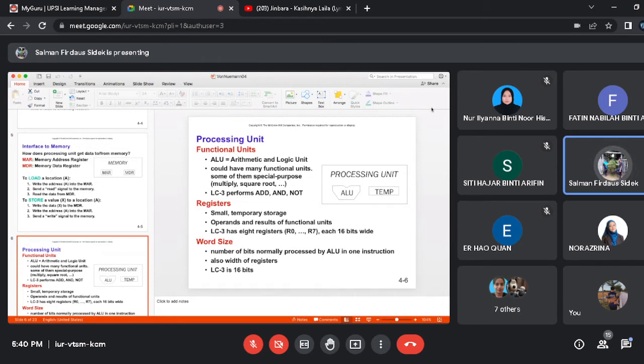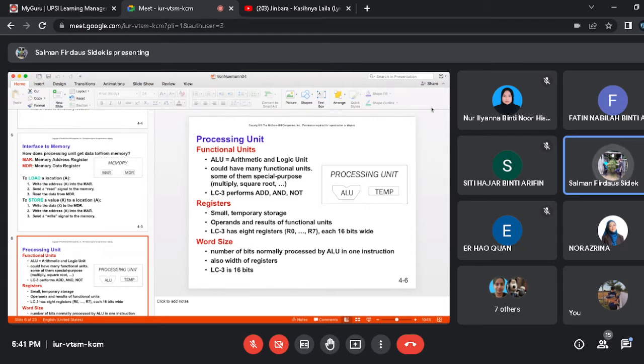So functional unit is the unit that will execute the arithmetic and logic process. For arithmetic, basically we have four processes: addition, subtraction, multiplication, division. But in this class we just learn about addition, only one process. And then logic, we learn about 5 types of gates. So this ALU can execute AND, OR, NOT, NAND, NOR. So that's it for ALU.